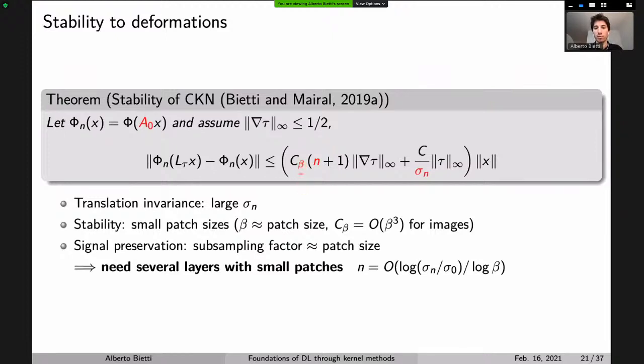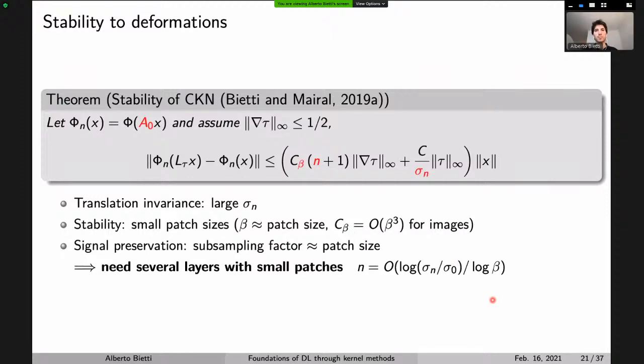And it tells you that overall the bound will grow depending on this patch size, and the number of layers is relatively small. If you use a very small beta and you have many layers, you're still having a number of layers that is only logarithmic in the translation invariance. Whereas if you use a very large patch size, then you need few layers to achieve the same level of translation invariance, because you can downsample a lot. If you have huge patches, then you can downsample by the size of the patch, which is huge. So you need very few layers to achieve sigma_n, but the problem is the stability bound will be much worse because beta will be very large.